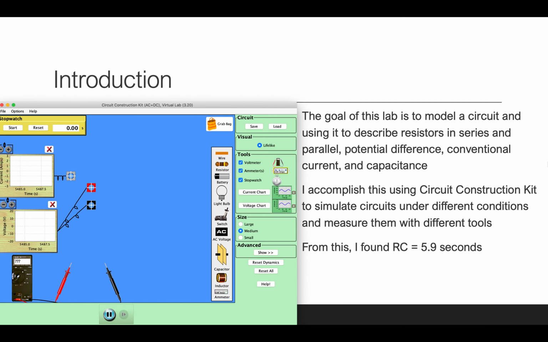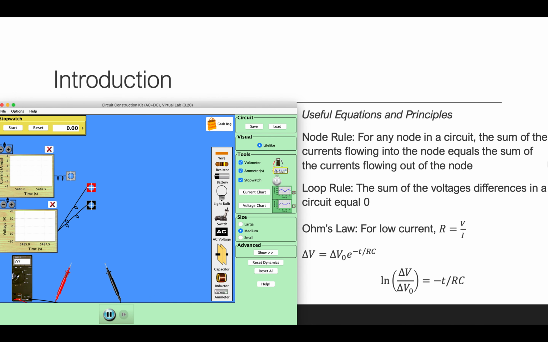This lab aims to demonstrate how circuits work by measuring potential difference within the circuit and analyzing the relationship between resistors in the form of light bulbs and capacitors to determine an RC value. I accomplish this by modeling circuits in Colorado PhET's circuit construction kit and using their built-in voltmeter, ammeter, and stopwatch tools to take measurements. From this, I found my RC value to be 5.9 seconds.